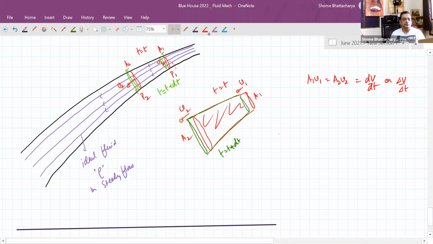Now you think of the free body diagram of this section of liquid as it is moving. What all forces are acting on it? Obviously there will be some contact force with the side walls of the container or side walls of the pipe, but those are normal contact forces due to pressure, so they're not going to do any work. And there is no viscosity, so there's nothing like friction creating dissipation of energy.